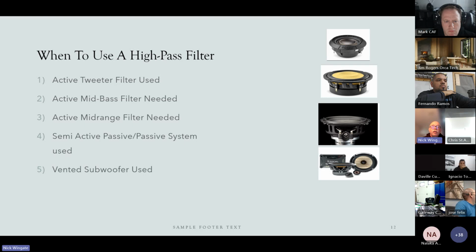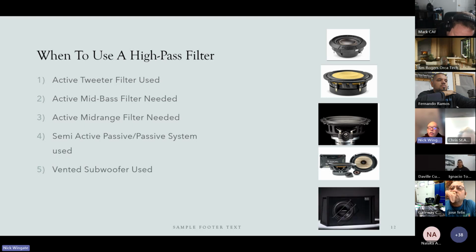And finally, and a lot of people forget about this, is we want to use it with a vented subwoofer system. When you have an amplifier with built-in DSP, more than likely you don't have a subsonic filter built into the amplifier with the DSP. So when you have a vented system, you want to make sure that you know the tuning frequency of the enclosure. And you want to add a subsonic filter to it, which is basically a high pass filter. Okay.